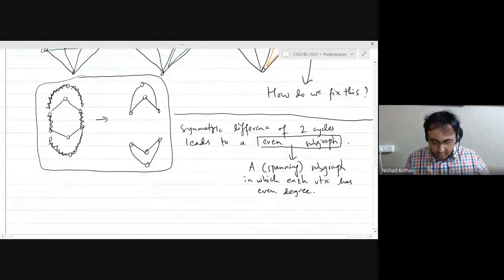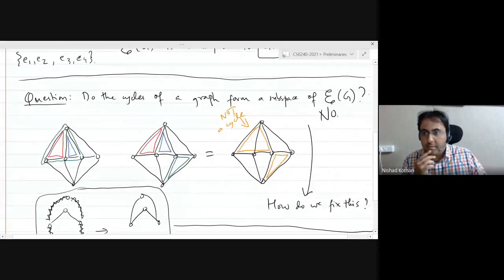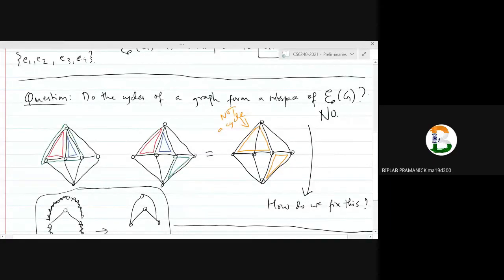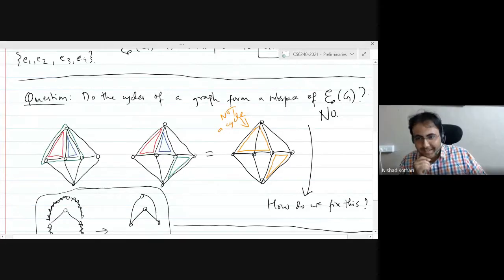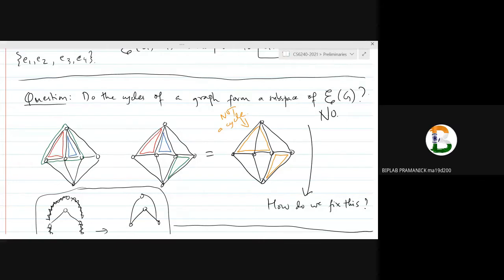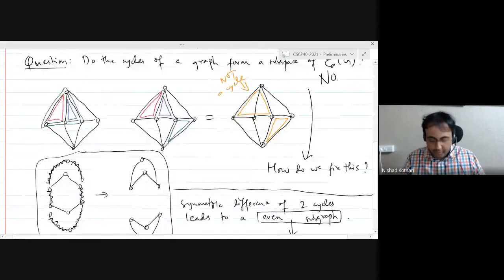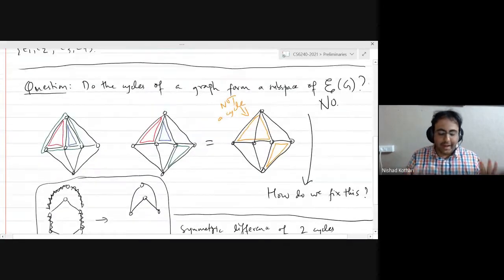Sir, spanning subgraph means that we need to cover all the vertices. Exactly. This is a very good point. But here it is not like that. Why is it spanning? So this is a technicality.